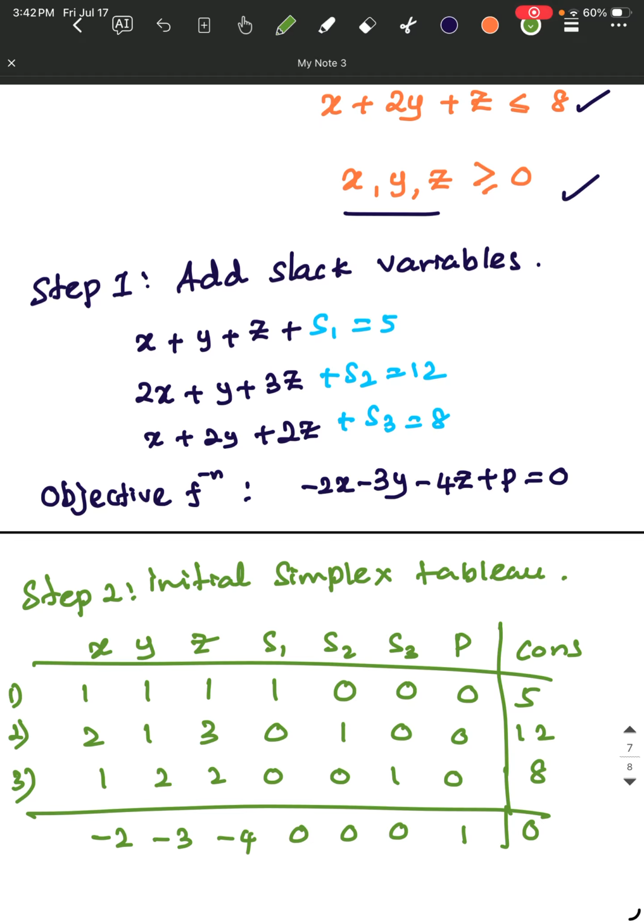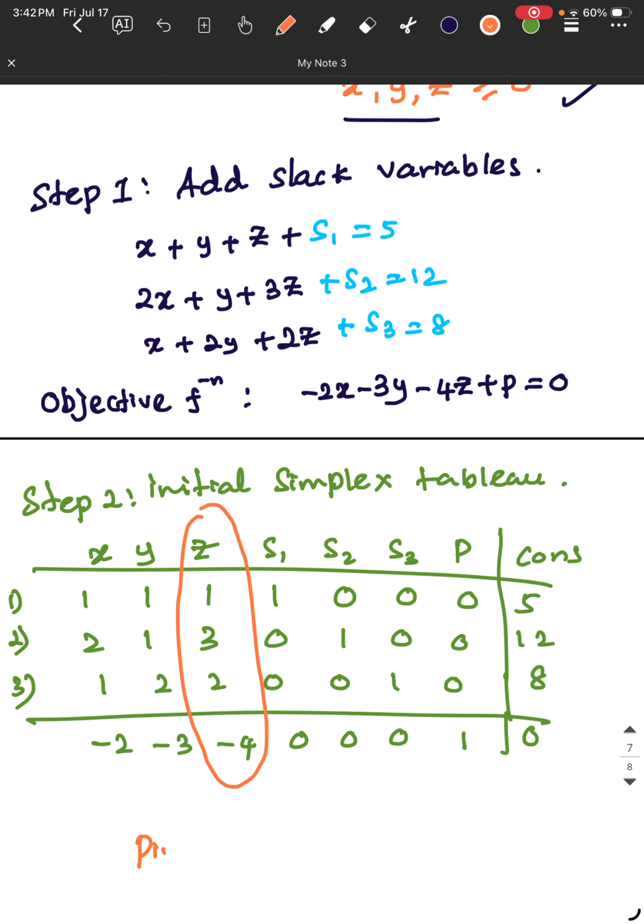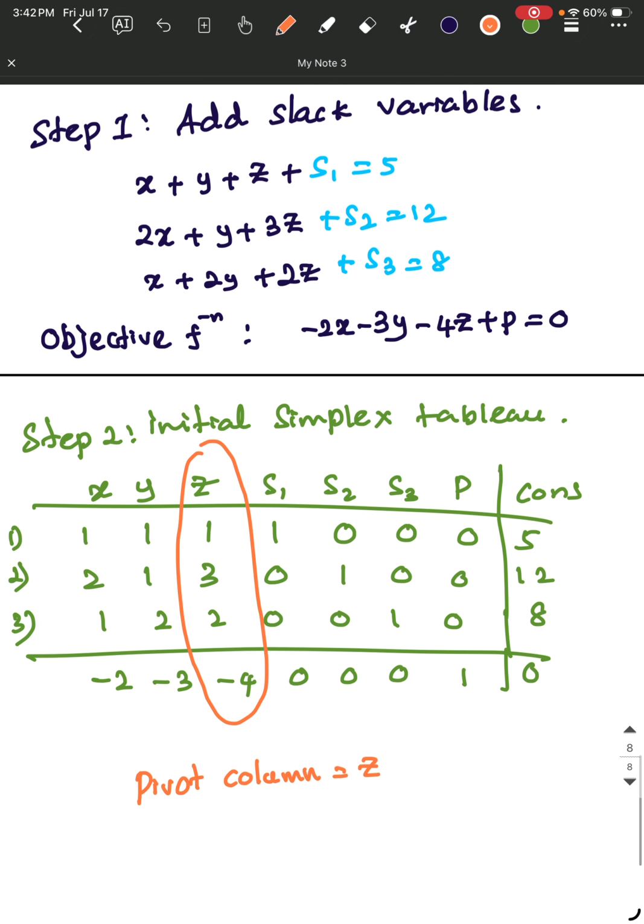Okay, look at the bottom row. The most negative entry is negative 4. So the pivot column is the z column. And take the ratios. 5 over 1, 5, 12 over 3, 4, 8 over 2.